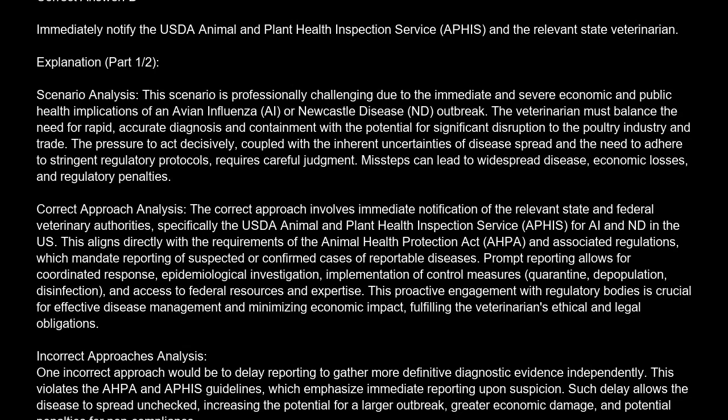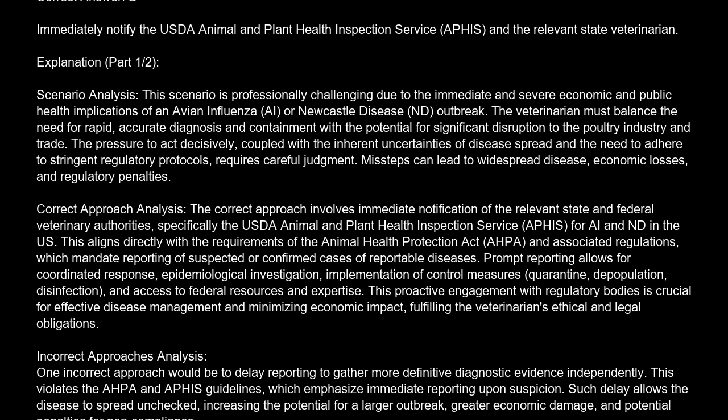The correct answer is D. Immediately notify the USDA Animal and Plant Health Inspection Service, APHIS, and the relevant state veterinarian. Explanation. Scenario analysis. This scenario is professionally challenging due to the immediate and severe economic and public health implications of an avian influenza, AI, or Newcastle disease, ND, outbreak.